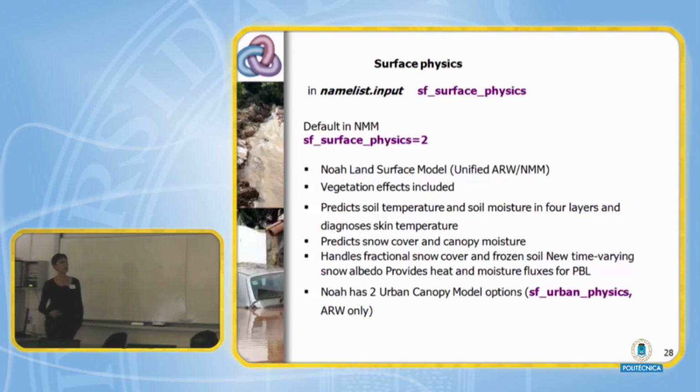Default in NMM also is NOAA land surface model that can be also a standalone model. It is 2 in the name list, and this scheme included vegetation effects, predicts soil temperature, soil moisture in 4 layers, and diagnoses skin temperature. There is prediction of snow cover and canopy moisture, and there is fraction of snow cover and frozen soil. In ARW, you have also like addition of surface urban physics. There is no that part in NMM.